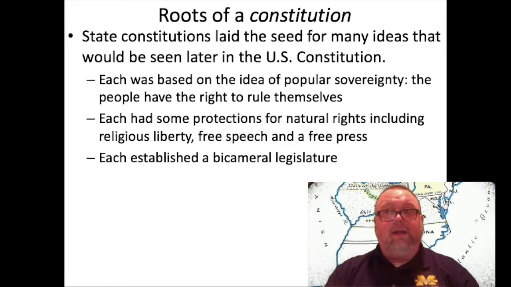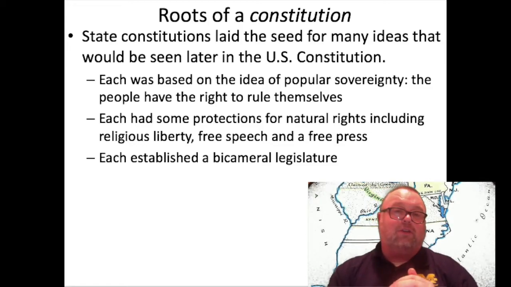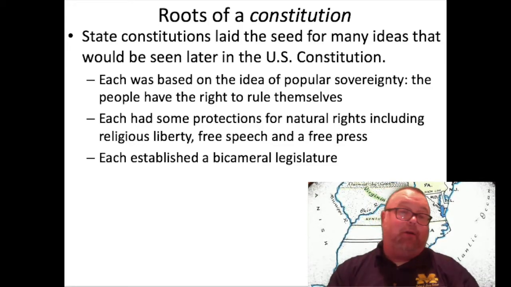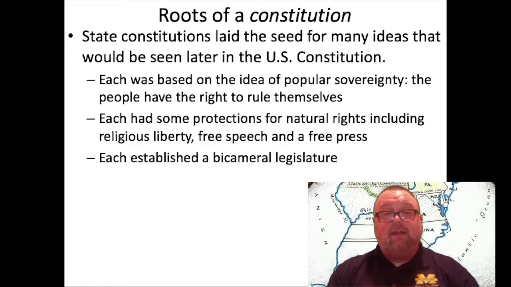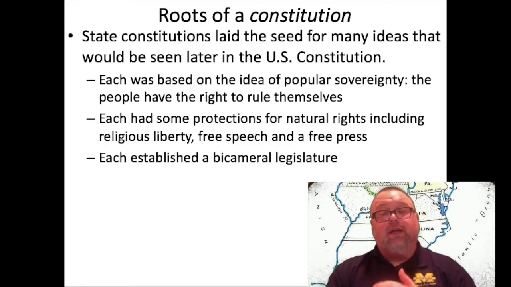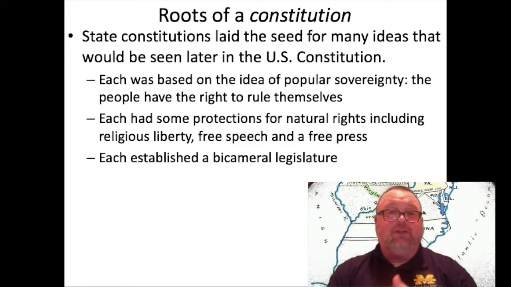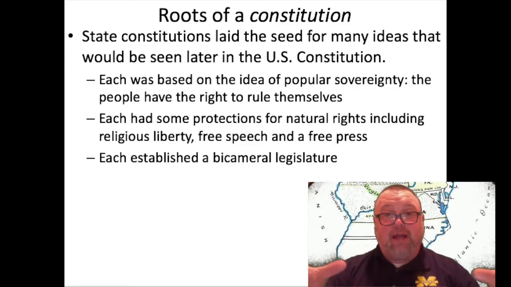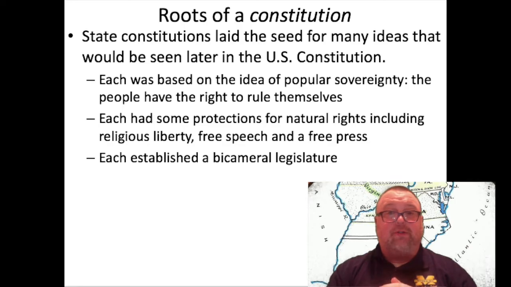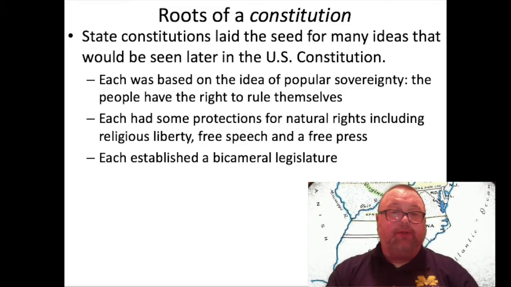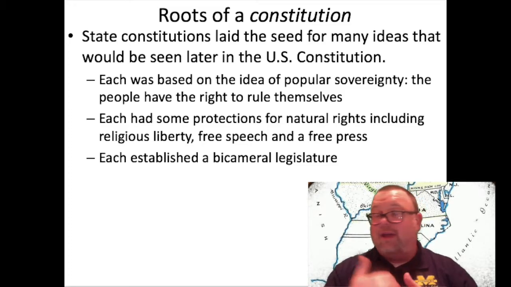Especially in Virginia, we're going to see a lot of the ideas in their constitution and Bill of Rights will eventually become part of our Constitution. And lastly, something that will become a big feature of the U.S. Constitution is they set up a bicameral legislature. Remember, a legislature is the lawmaking body. That means that bicameral has two chambers or two houses, just like the U.S. Congress in Article 1 of the U.S. Constitution has the U.S. Senate and the U.S. House of Representatives.